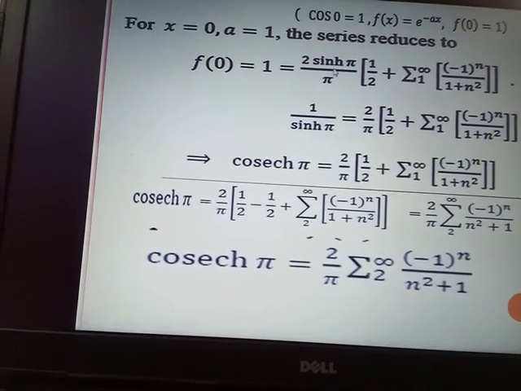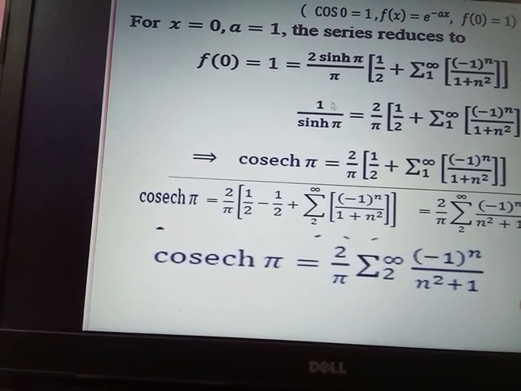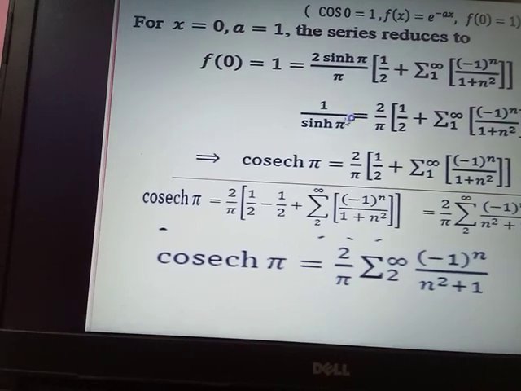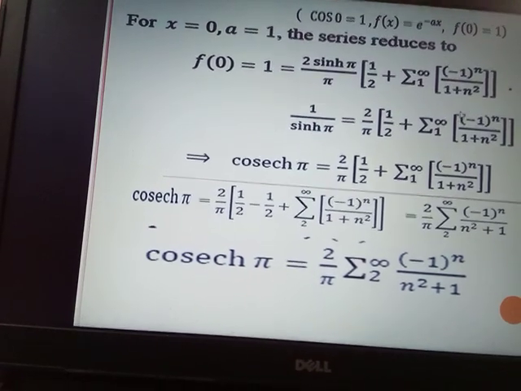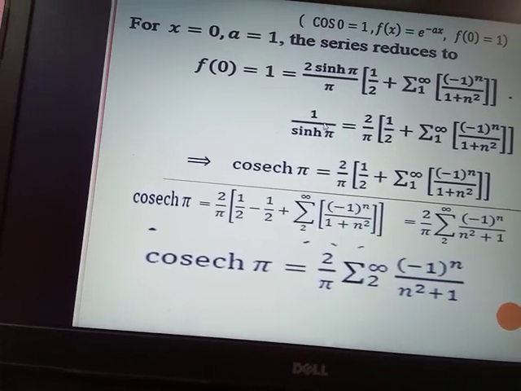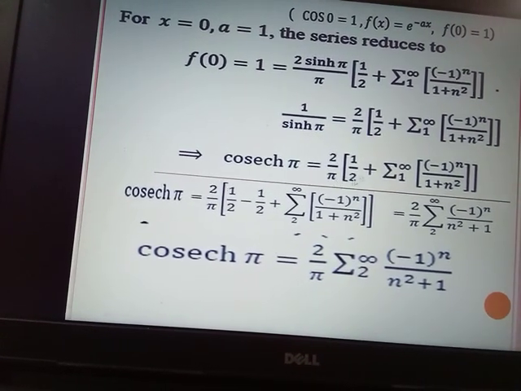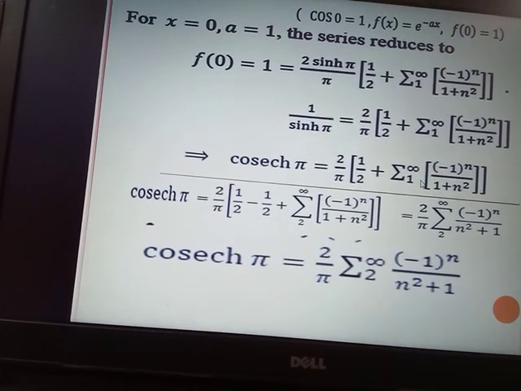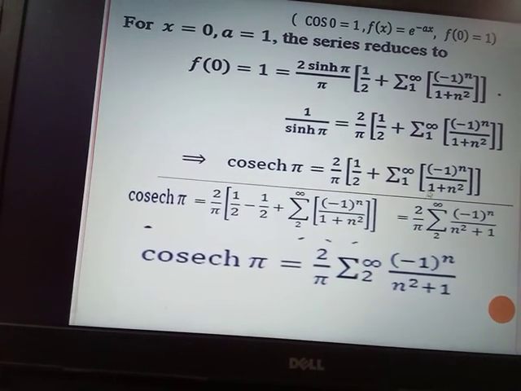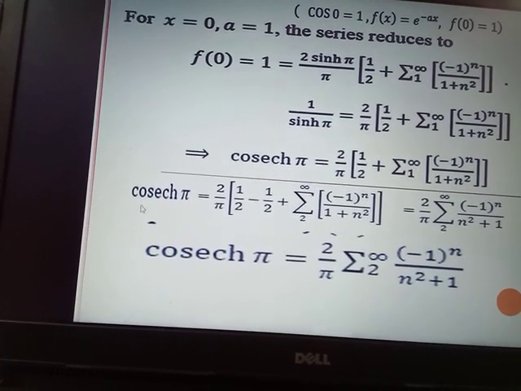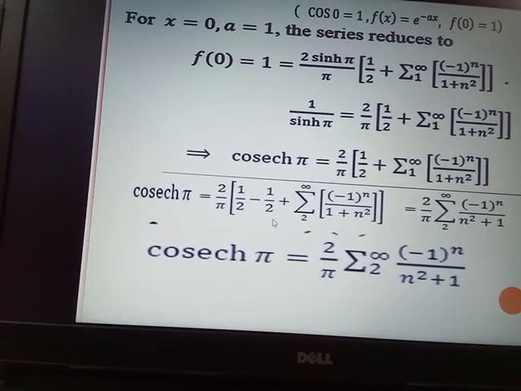After that, take sinh pi divided by pi to this side, we get 1 divided by sinh pi is equal to 2 by pi into this remaining term as it is. We know that 1 divided by sinh pi is cosech pi, which is equal to 2 by pi into 1 by 2 plus summation n running from 1 to infinity minus 1 raised to n divided by 1 plus n square. Then cosech pi is equal to 2 by pi into 1 by 2 minus 1 by 2.